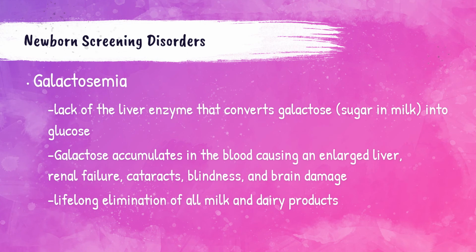Galactosemia is a genetic metabolic disorder caused by the lack of the liver enzyme that converts galactose, which is a sugar in milk, into glucose. So because this enzyme is deficient and it's not breaking down galactose into glucose, this means that galactose is going to accumulate in the blood. And this can cause an enlarged liver, kidney failure, cataracts, blindness, and even brain damage. So treatment for this disorder is just a lifelong elimination of all milk and dairy products for the patient. So galactosemia is another disorder that the newborn screen detects.